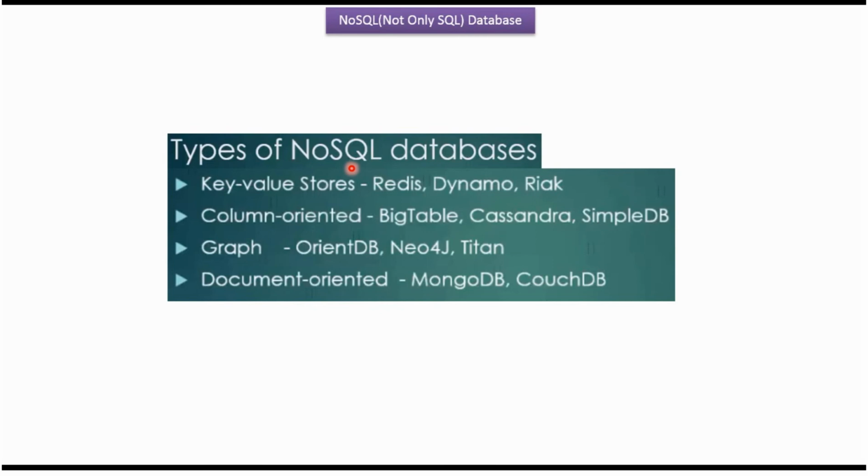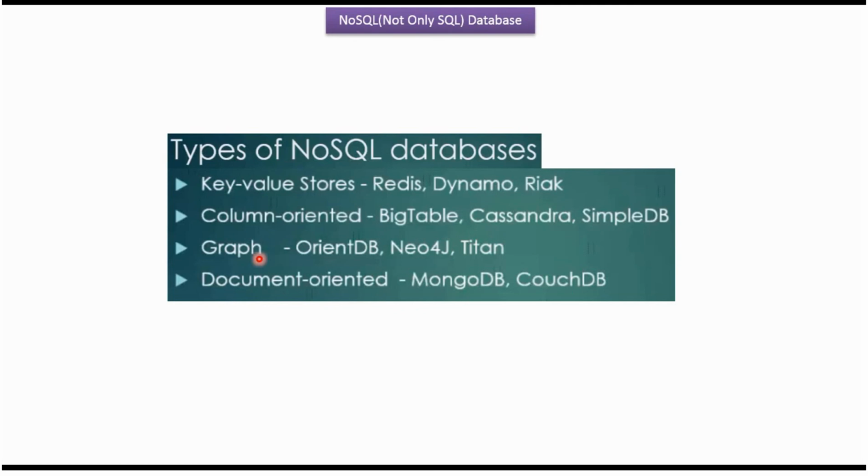There are four types of NoSQL databases. The first one is key value stores. The data is stored in the form of key value pairs. Examples are Redis, Dynamo and Riak databases. The next one is column oriented, and data is stored in columns. Example databases are Bigtable, Cassandra and SimpleDB.